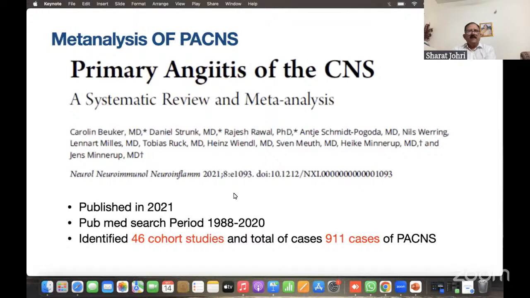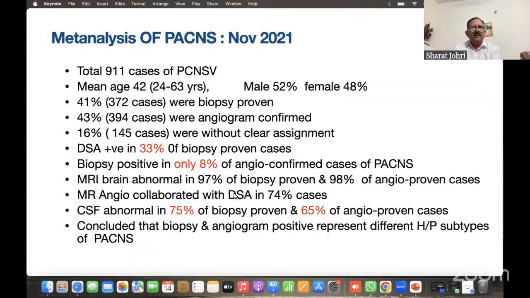Just to summarize, there was one good meta-analysis of primary angiitis of the CNS, published in 2021. They found 46 studies which fulfilled the criteria, with a total of 911 cases of primary angiitis of the CNS. The mean age was 42 years, and male and female were about the same, 52% and 48%. Of these 911, 41% were biopsy proven, 43% were angiogram confirmed, and 16% were without any clear assignment.